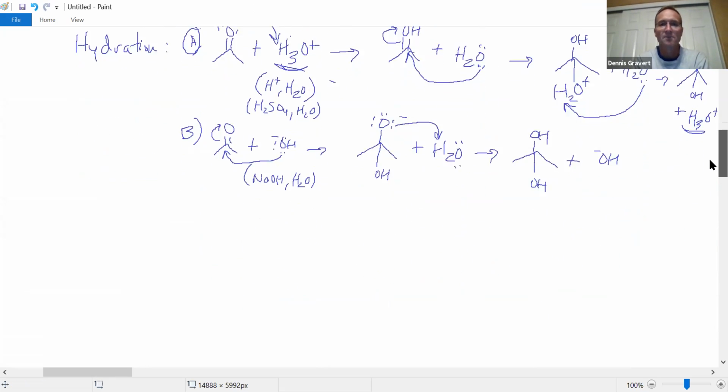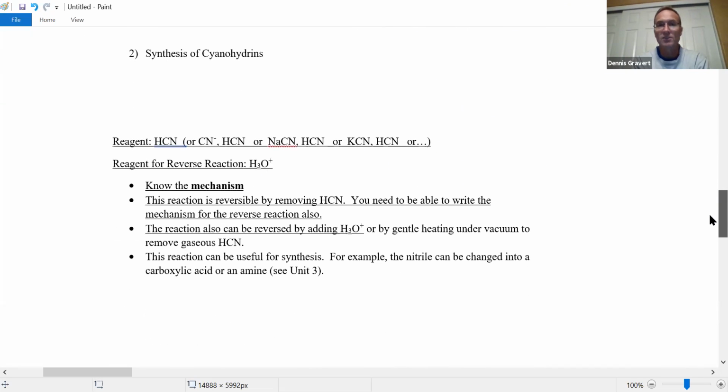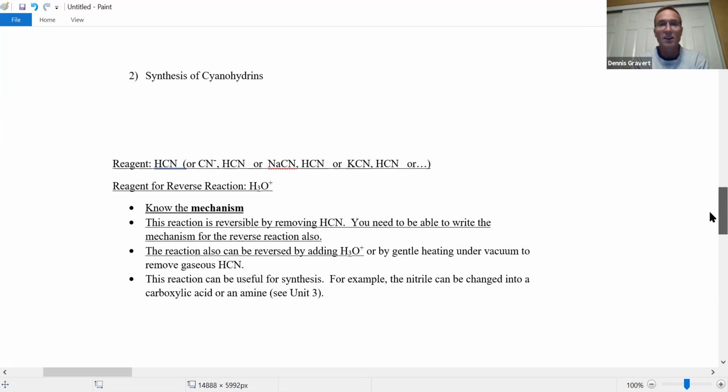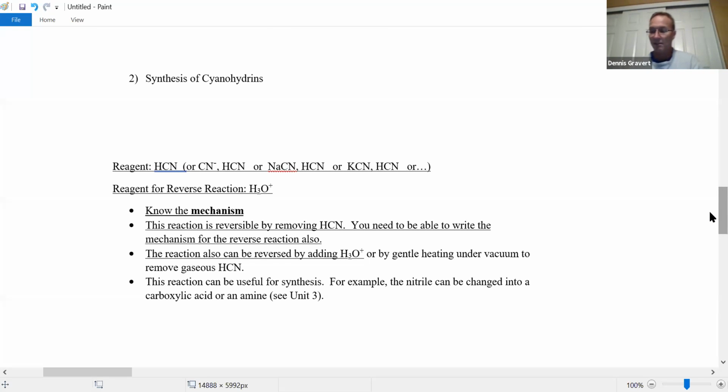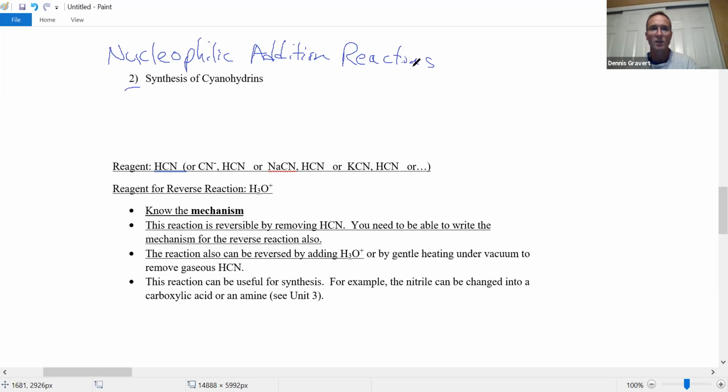Hope that's helpful. All right, let's look at the first of several reactions of aldehydes and ketones. These are nucleophilic addition reactions. There's a 2 here because number 1 is hydration, and we just saw the mechanism up above.